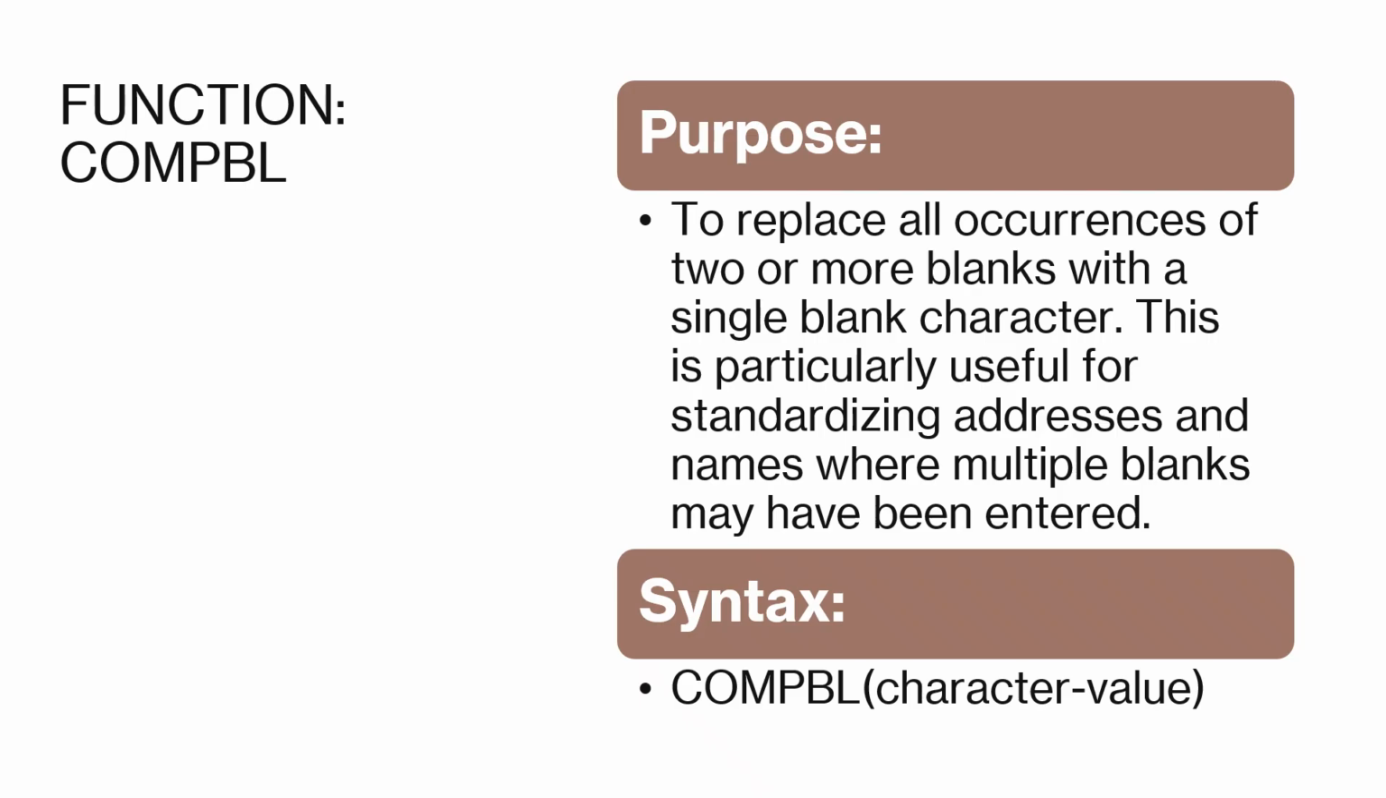The COMPBL function, which is also known as compress blanks, can replace multiple blanks with a single blank. We can use this function to replace all occurrences of two or more blanks with a single blank character. If the length has not been previously assigned, the length of the resulting variable will be the length of the argument. The syntax of the COMPBL function is very simple. We just need to mention the character value in brackets after the COMPBL function.